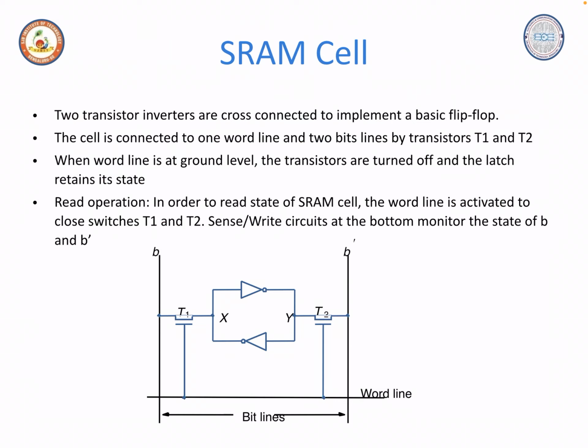Coming to the write operation, the state of the cell is set by placing the appropriate value on the bit lines B and B dash. First they will set the data on B and B dash and then activate the word line, and this forces the cell into the corresponding state. The required signals on the bit lines are generated by the sense and write circuit. You can implement the same using the CMOS cell also.